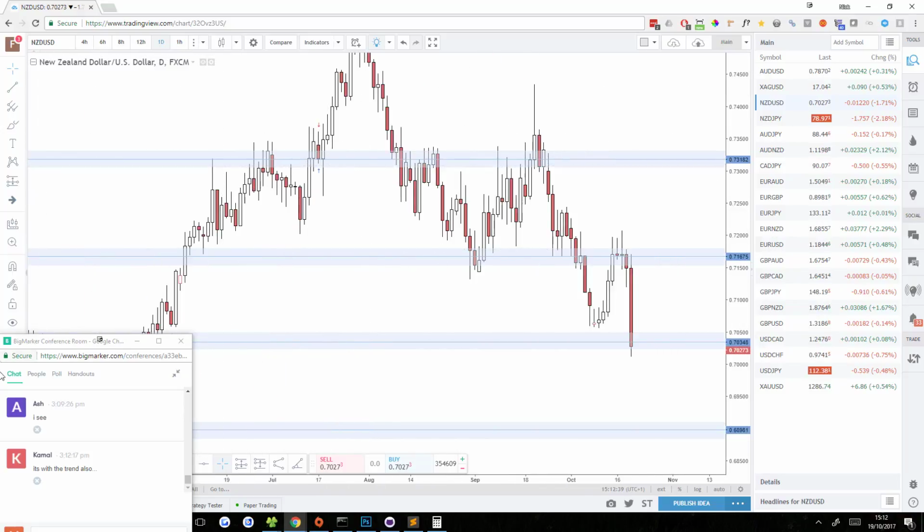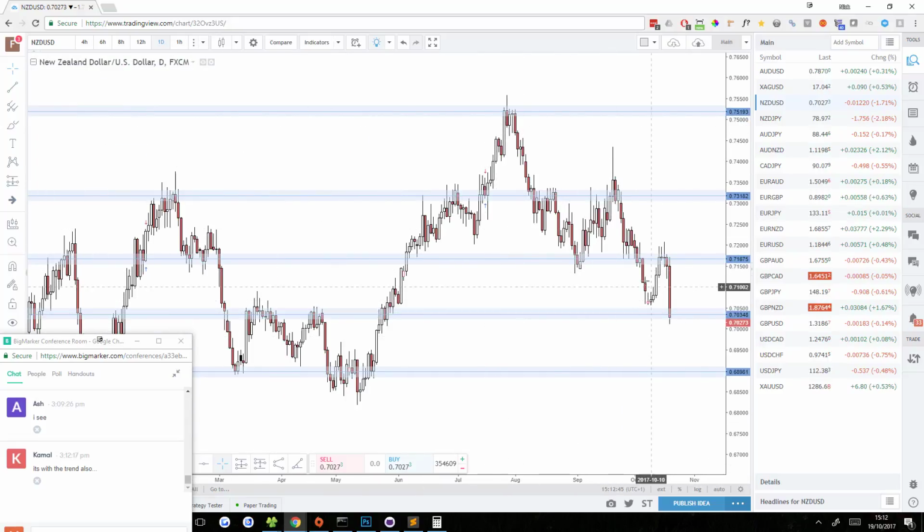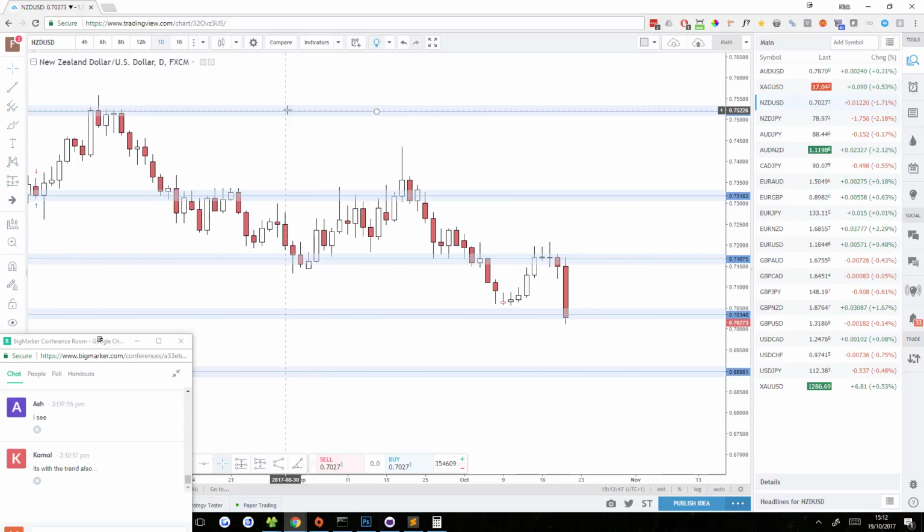So yeah. Oh yeah, and Kamal points out it's with the trend also. So this is with what looks to be the bearish trend. So it's a continuation trade. It's with the trend. You have that extra confidence of trading with the overall trend. So anyway, to those of you who made some profit on this trade, nice, good work, guys.